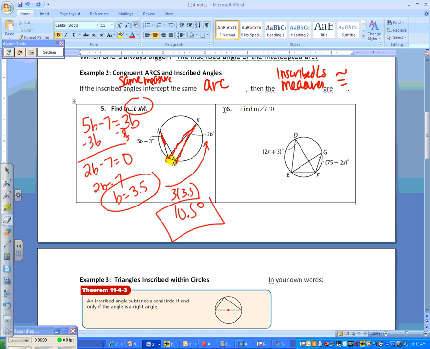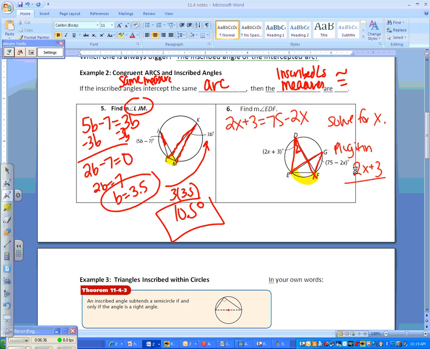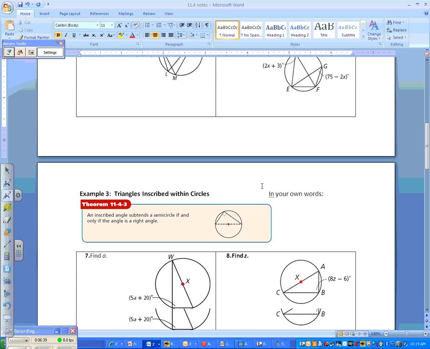Okay, so again, find the measure of angle EDF. If you notice, it's cutting off arc EF. And if you look at the other information they give you, what else is being cut off by EF? This angle right here. So since they cut off the same arc, they're congruent. So all you have to say is 2x plus 3 equals 75 minus 2x, and then solve for x, and then plug it in to angle EDF. Okay, that's all you have to do for congruent arcs when we have inscribed angles.